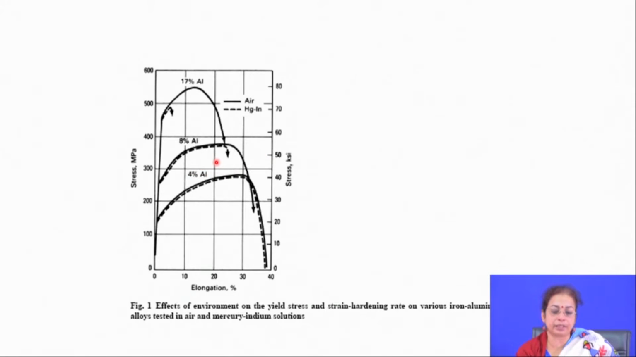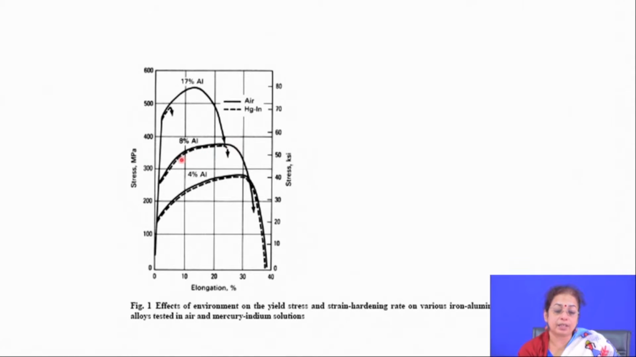In air, you will find that the tensile ductility and elongation are much higher, and on the other hand, in mercury indium solution, it is a little lower. As you go on increasing the aluminum content, in one case it is basically iron, and in another case it is an iron aluminide alloy. With increasing aluminum content there is formation of iron aluminide, and naturally that particular alloy is much more brittle.